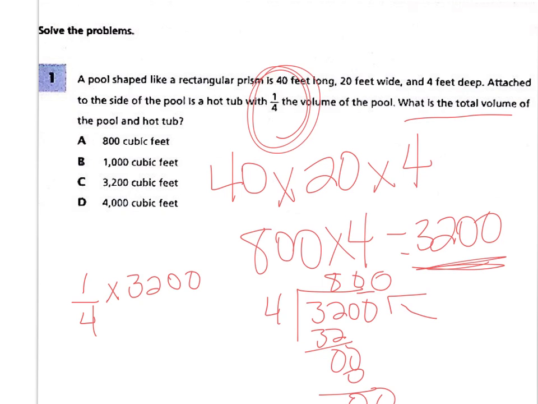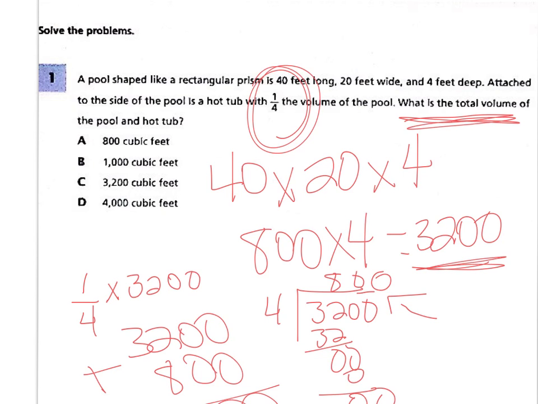So now we have to have the total volume. So we're going to add these two together. 3200 plus that hot tub, which is 800, becomes 4,000. So we have 4,000 cubic feet.